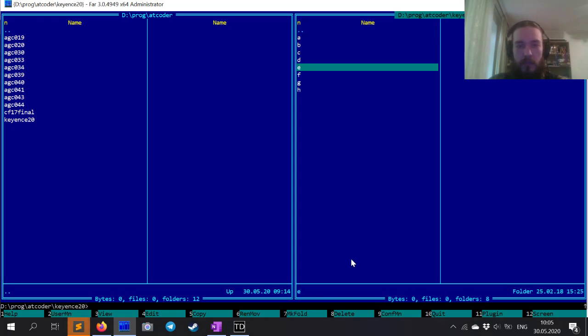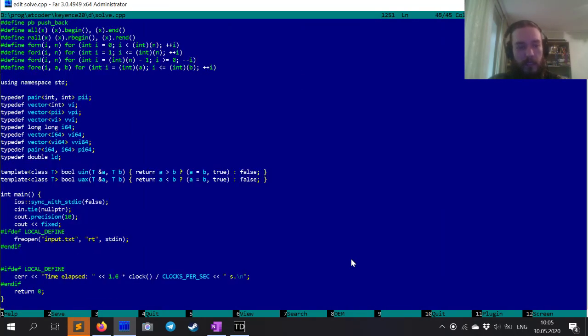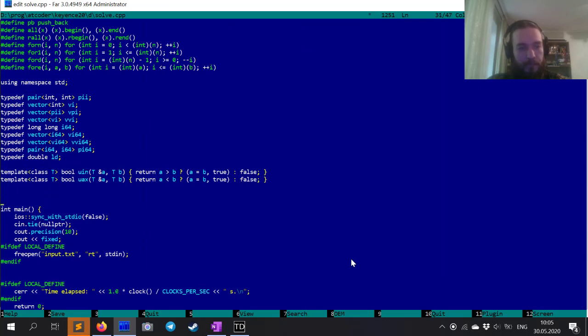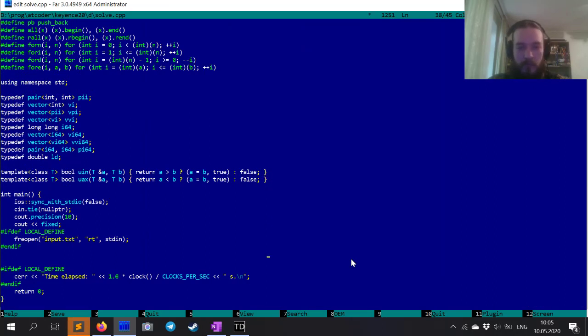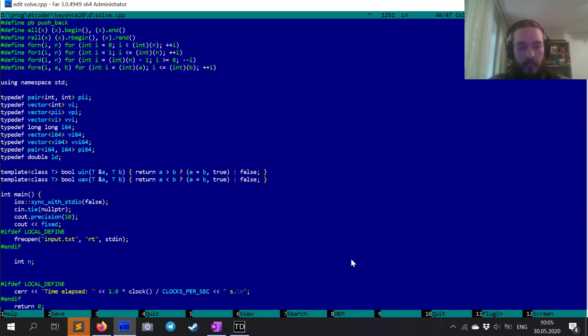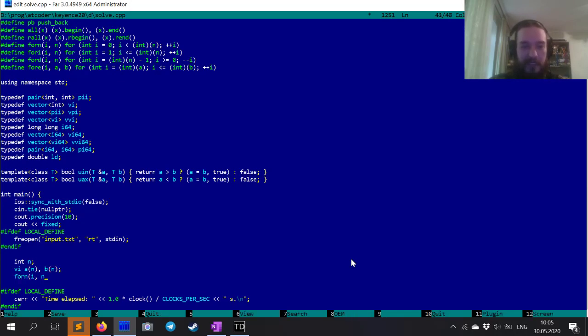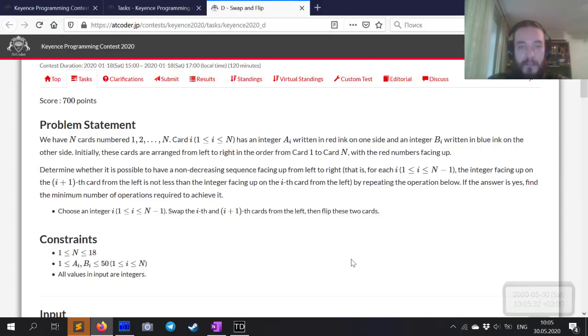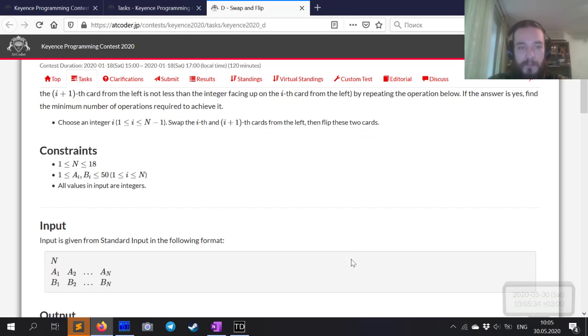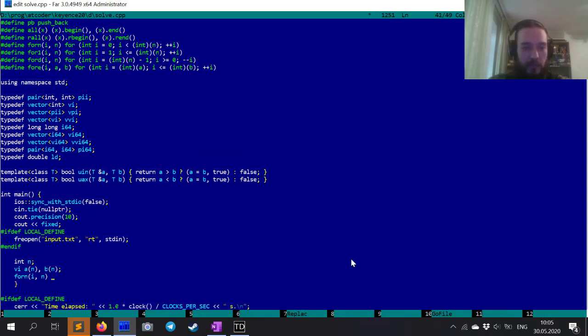So VI stands for vector of integers. It's another shorthand. So now the code is getting more complicated, I'm going to use my shorthands. First of all we read A's and then we read B's.